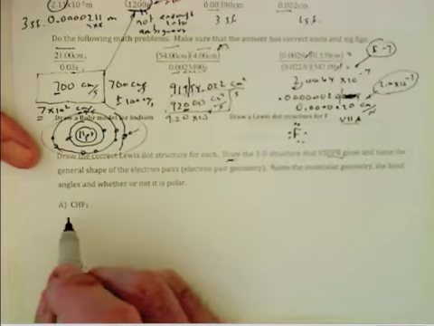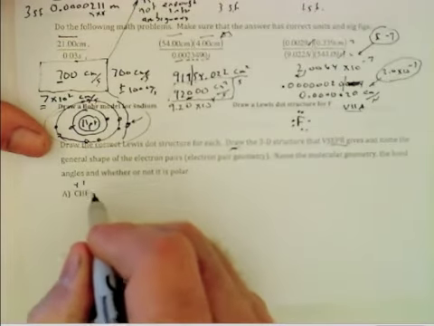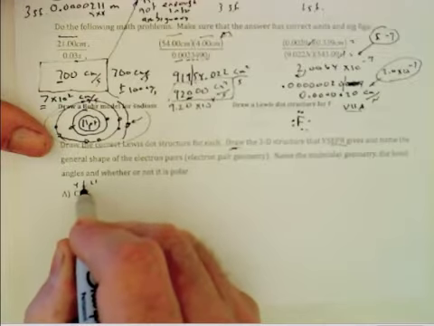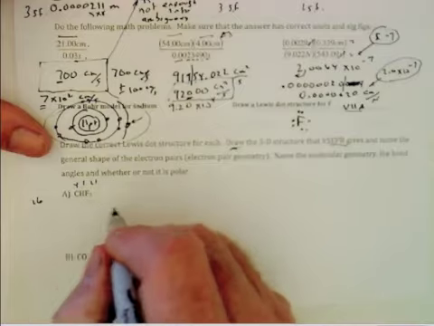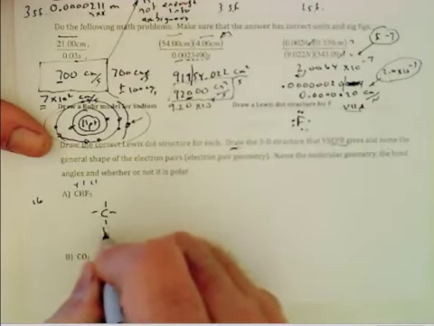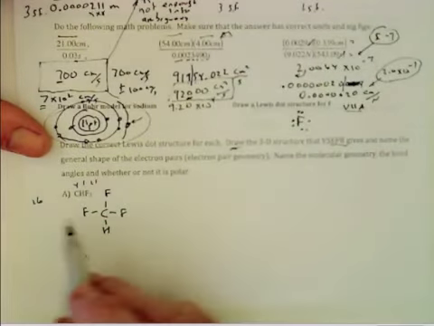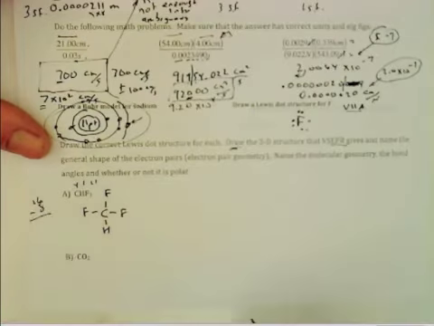Well, the steps were find the total number of valence electrons. Carbon has 4, hydrogen has 1, and each of those fluorines have 7, so that'd be 21, 22, 26 valence electrons altogether. I'll assume carbon is the central atom, and I'll put an H and a couple of fluorines. I've used 8 of the 26. That's leaving some left over.